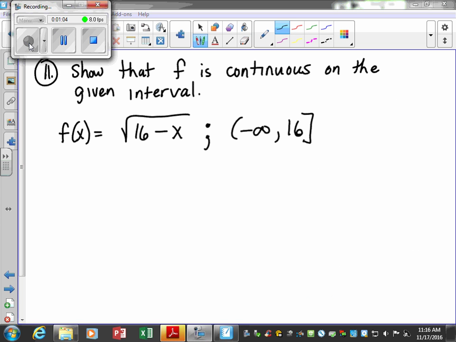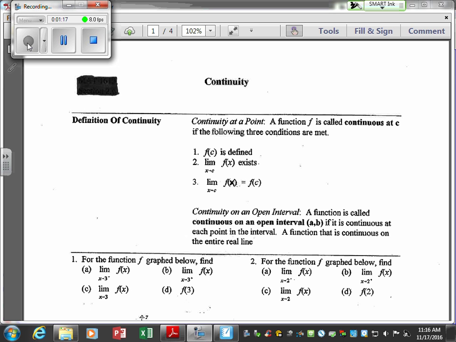Okay, you may have another type of problem where it tells you to show that f is continuous on the given interval, and we want to be able to show the properties of our definition of continuity. All three conditions are met. We want to show f of c is defined, that the limit of f of x as x approaches c exists, and that these two are equal to one another.